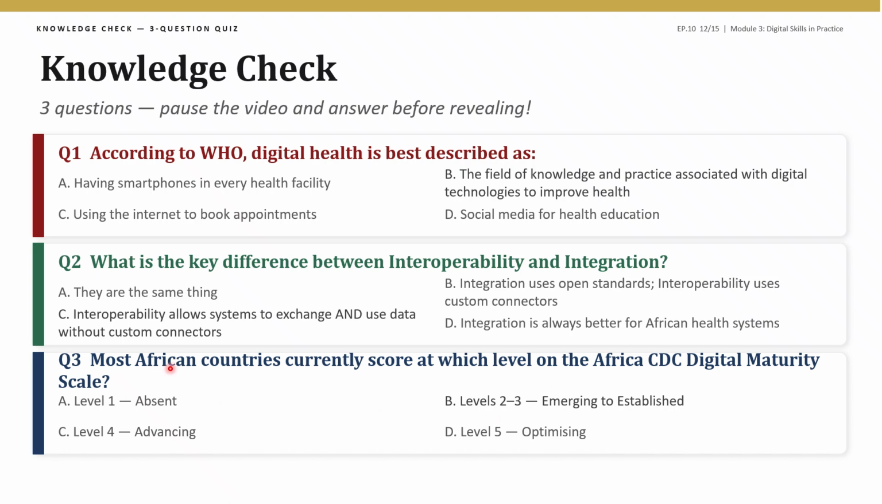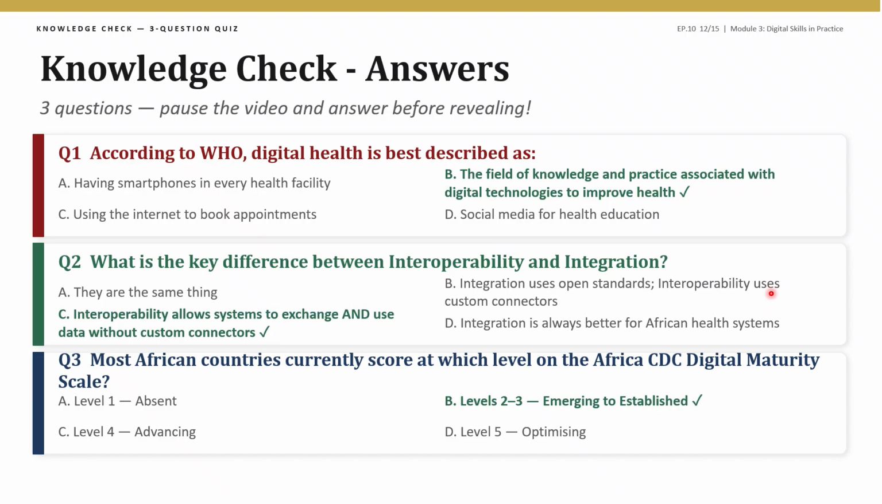Question 3. Most African countries currently score at which level of the Africa CDC digital maturity scale? A. Level 1, absent. B. Level 2 to 3, emerging and established. C. Level 4, advancing. D. Level 5, optimizing. Take a few seconds to answer the questions and I'll provide the answers shortly.